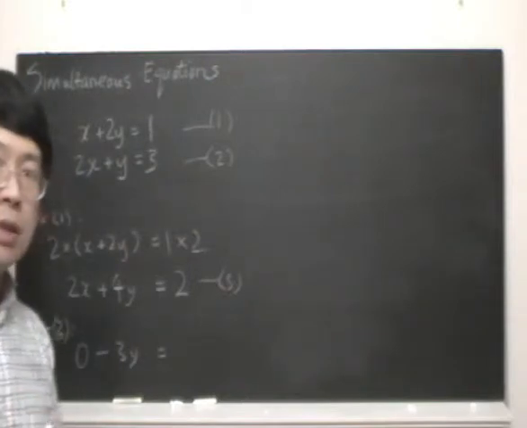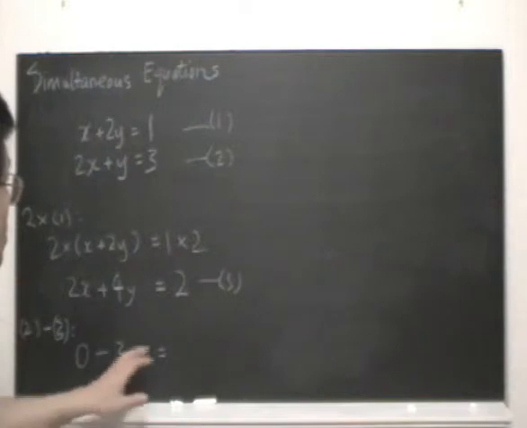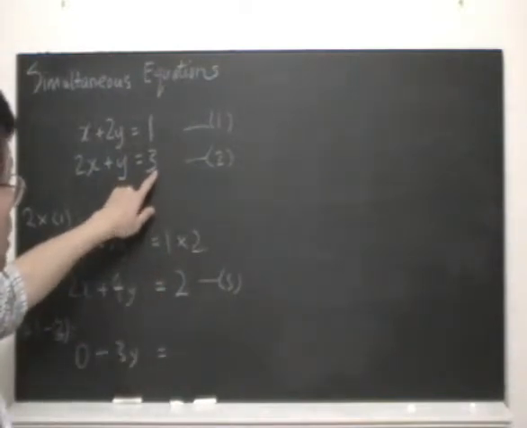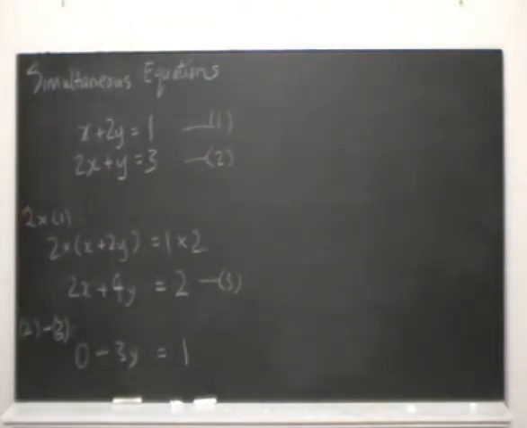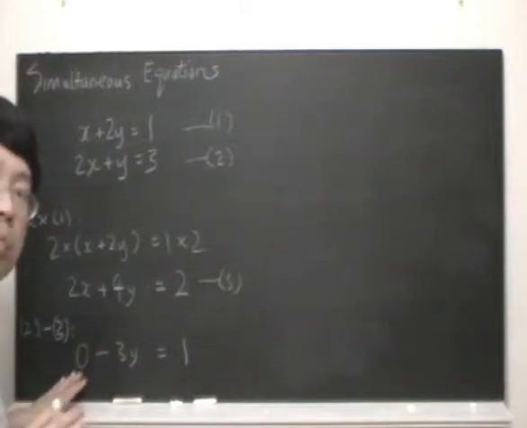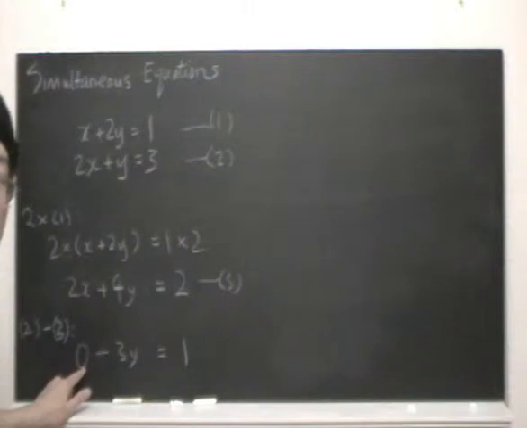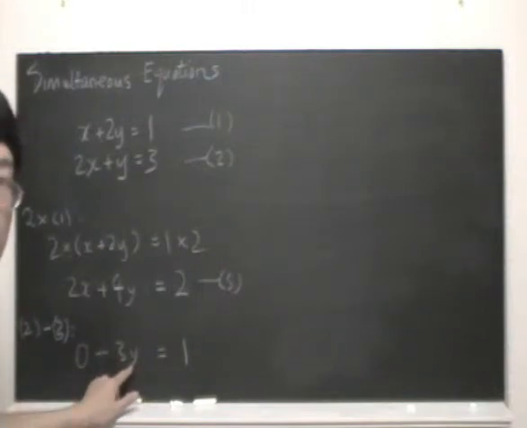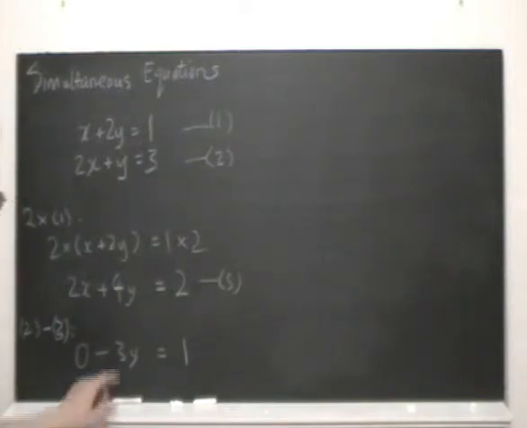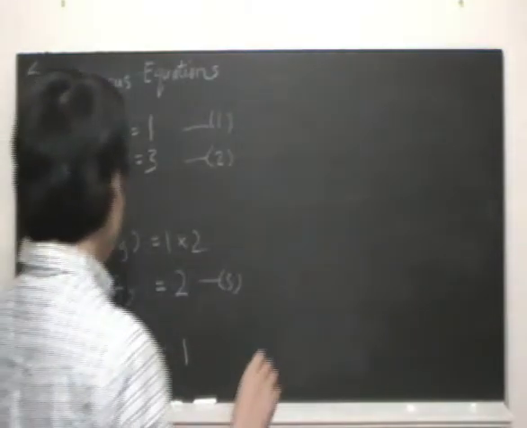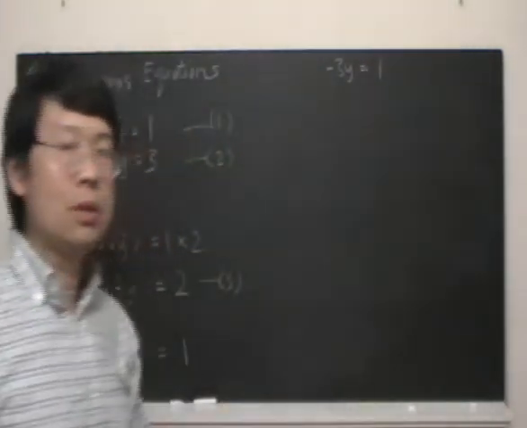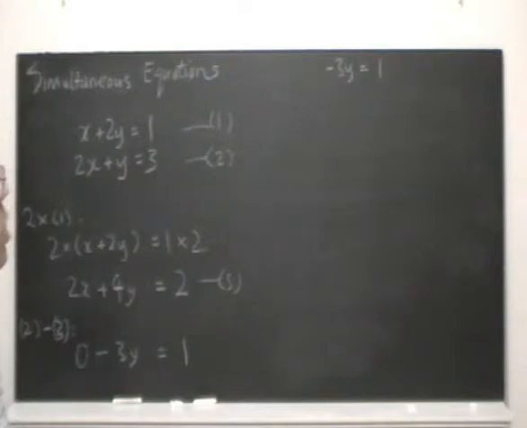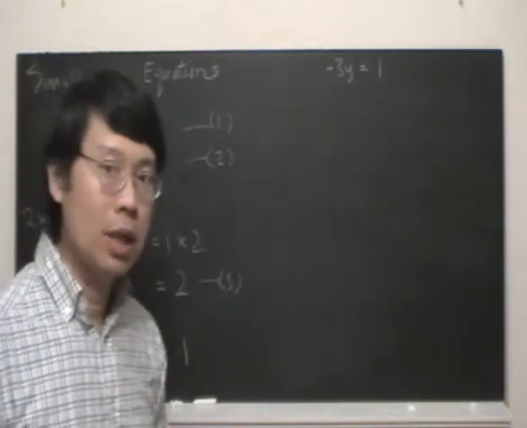Alright, so we have just subtracted the left hand side. Let's go over to the right hand side. 3 minus 2 is 1. Now, we have a much simpler equation. Notice that the x is gone and only y remains. And we can now solve for the y quite easily. So let me write that out here again without the 0. Minus 3y is equal to 1. So we can find y now.